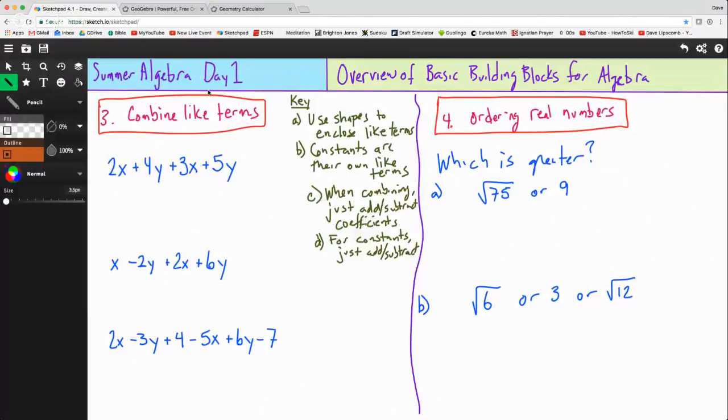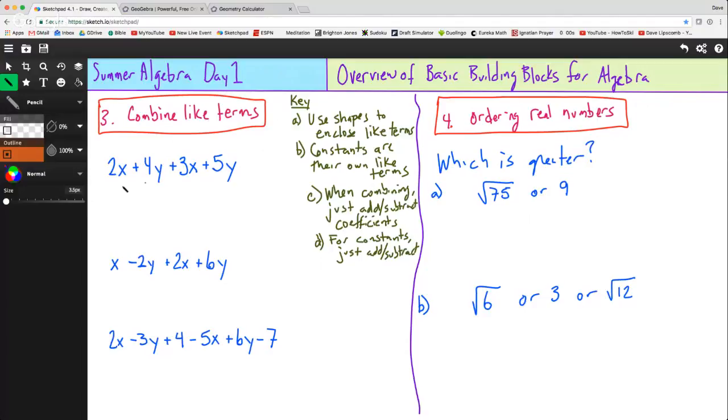Now, combining like terms. This can screw you up, and this is a key building block. This is so important that you get this right. And the way I like to do this is I like to count out all my terms and identify all my like terms using shapes and enclosing the terms. So what is a like term? A like term is a variable with the same exponent.